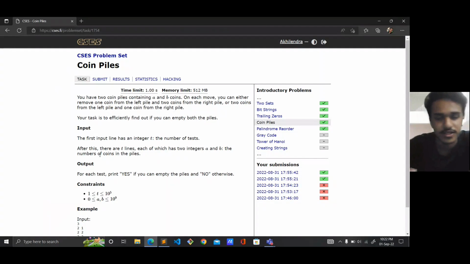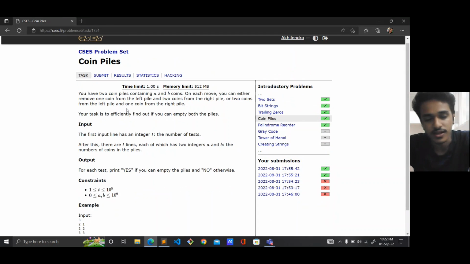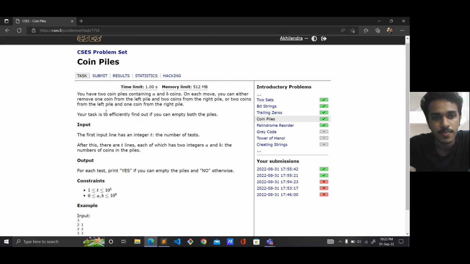Guys, in this video, we are going to discuss the problem Coin Piles, which is a problem from the CSES problem set from the introductory section. So let us first read the problem statement. The time limit is 1 second and the memory limit is 512 MB. The statement is: you have two coin piles containing A and B coins.